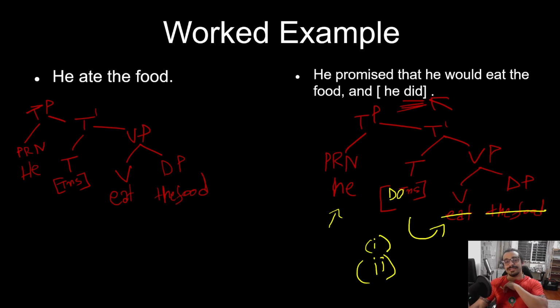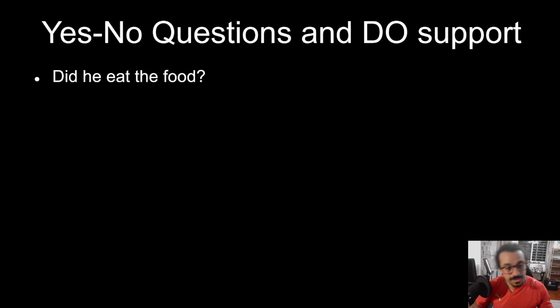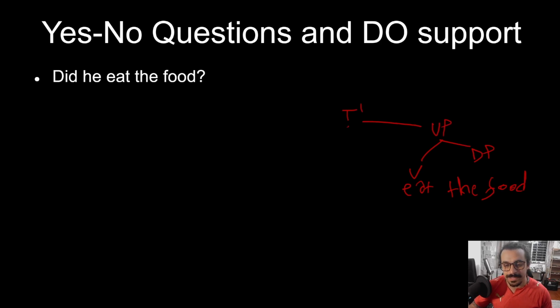Okay, let's move to the next example where it's going to be about yes-no questions. So the sentence now is, did he eat the food? And we're going to start our structure again. We're going to start from the bottom. The food is my D. It is attached to eat, forming a VP. We move on to the T bar with the head T. And this is a transitive sense. So we have tense, a past tense. Moving on to a TP. Here we're going to have a pronoun, which is he.